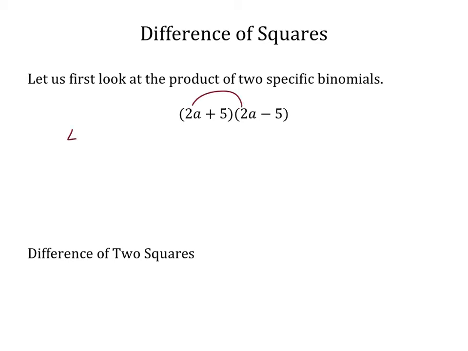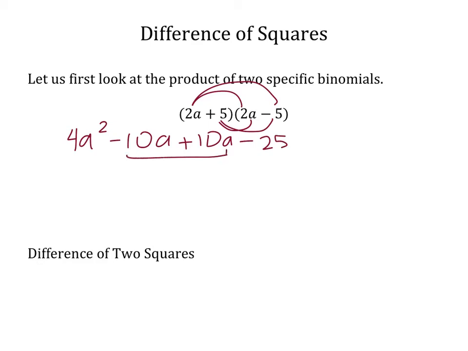So we have 2a times 2a becomes 4a squared, right? 2 times 2 is 4. A times a is a squared. Minus 10a plus 10a minus 25. And then from here, combining like terms, 10a plus negative 10a becomes 0, so they cancel each other out. We're left with 4a squared minus 25. It's important to note that whenever you have this where it's the same term, where one's positive, one's negative, it's going to cancel out the middle term, so you're left with the first and the last.